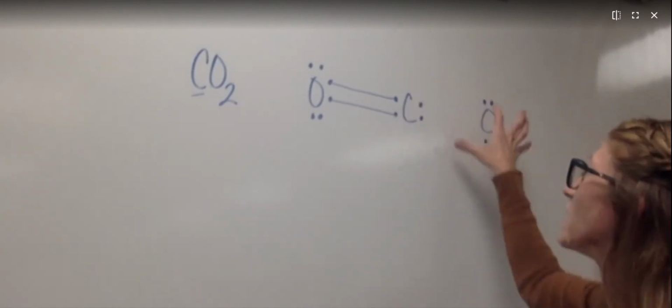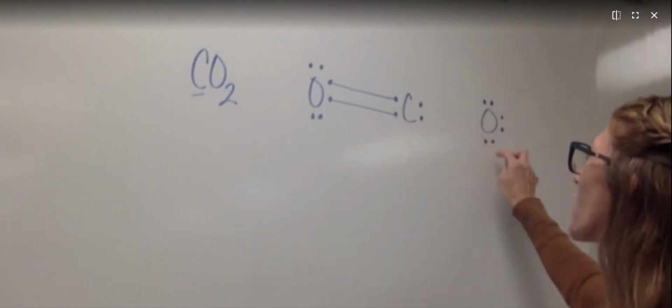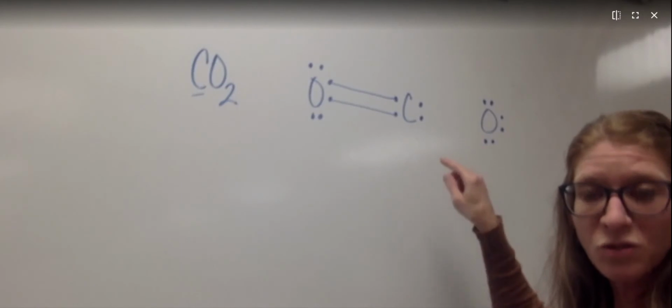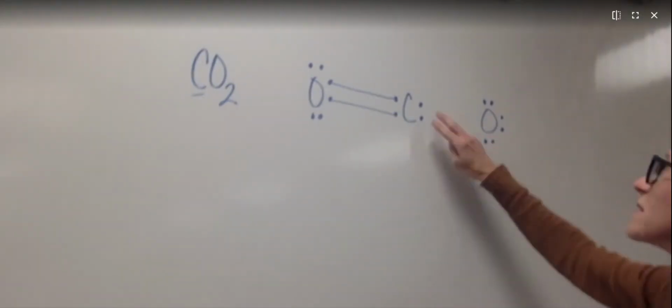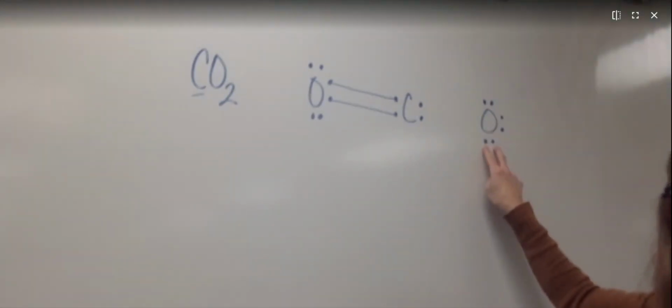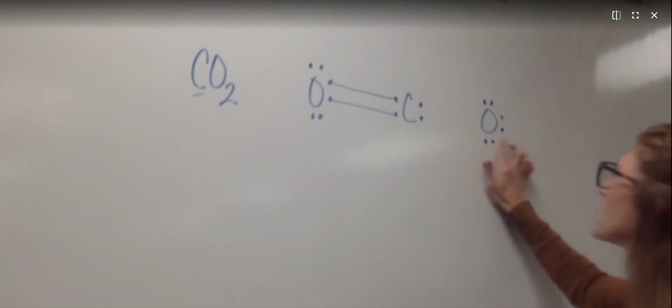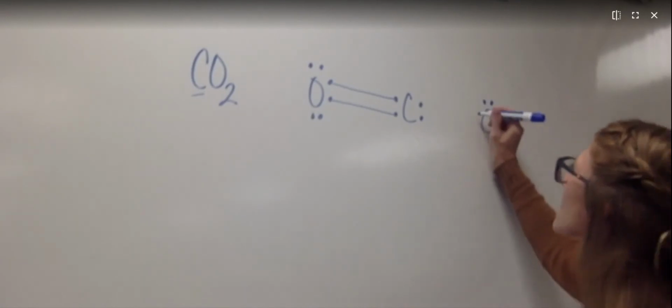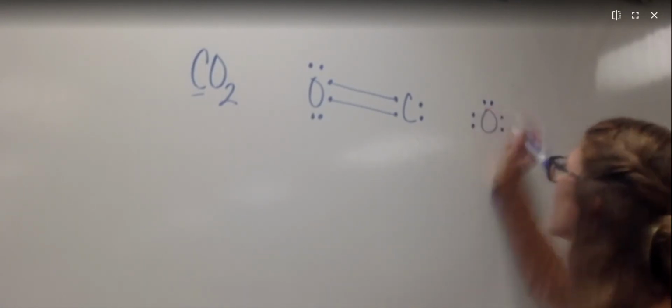Now on this side, carbon still needs to share 2 more, and oxygen still needs to share 2 more. So what happens is these 2 electrons are going to bond with 2 electrons from this oxygen. So I'm going to actually reposition these so they're a little nicer for my drawing.